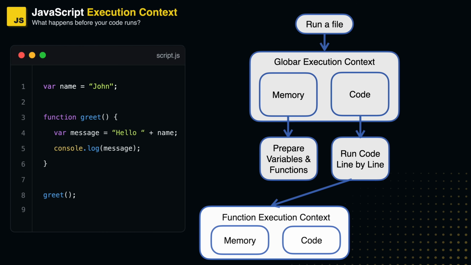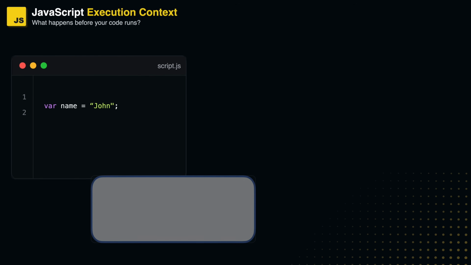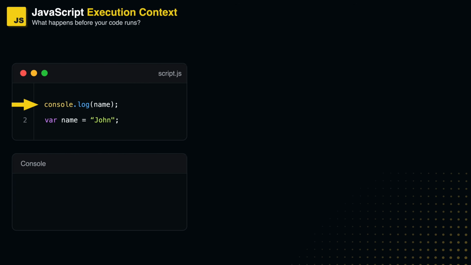Once the function finished running, its function execution context was removed. That's the main idea. An execution context is like a workspace that JavaScript creates to manage memory and run code. Now let's look at a small twist. What happens if we write this?